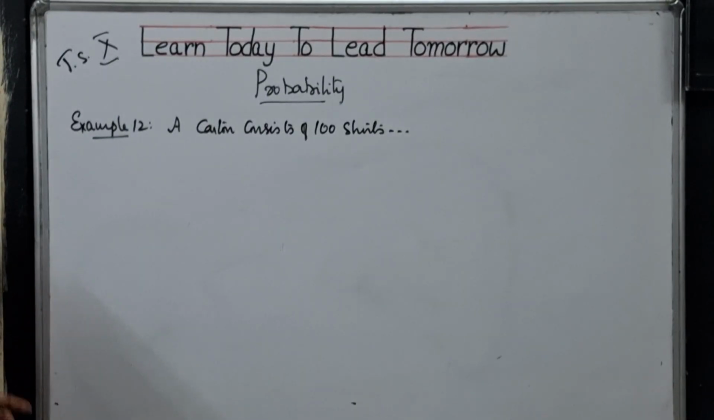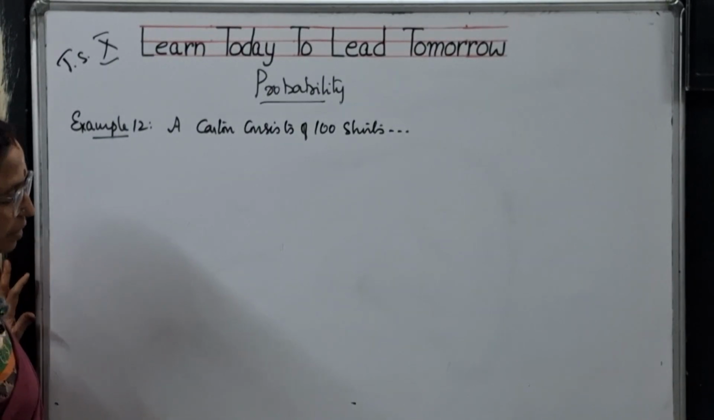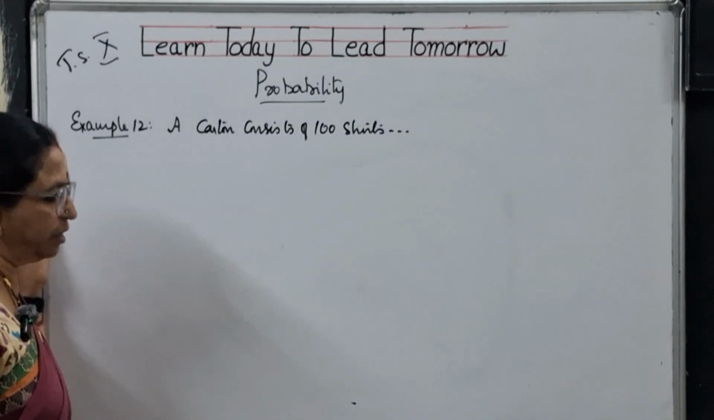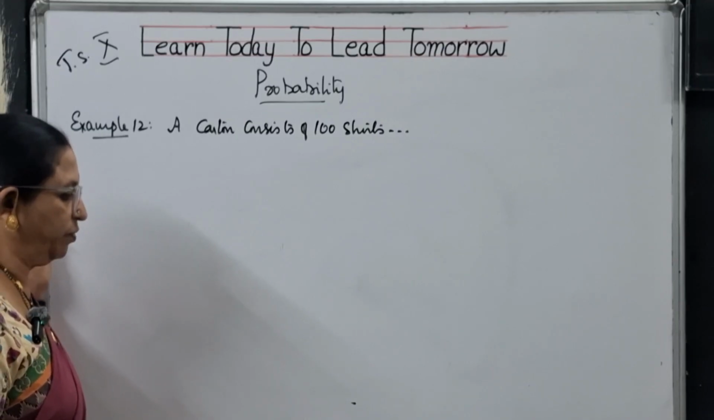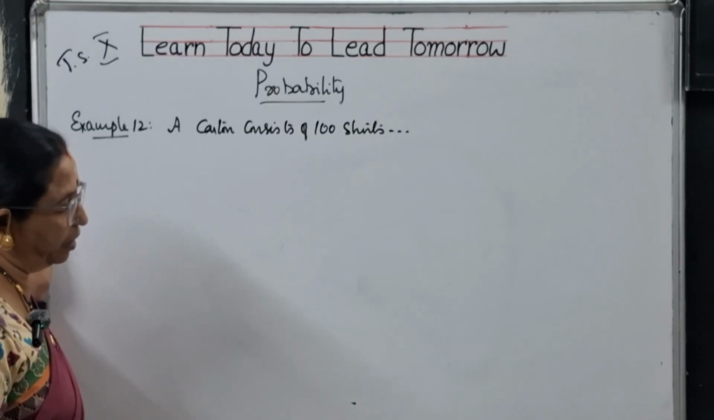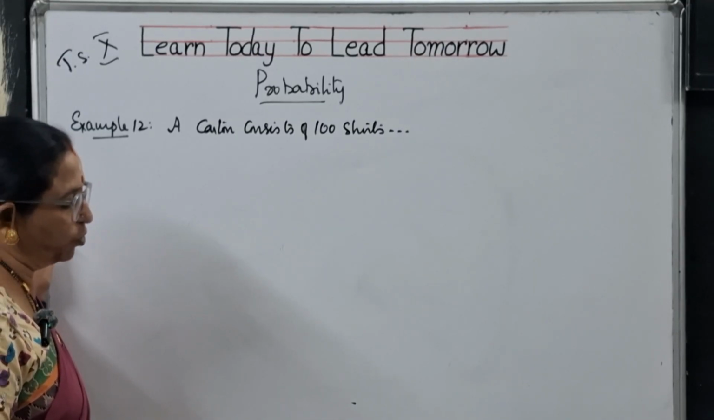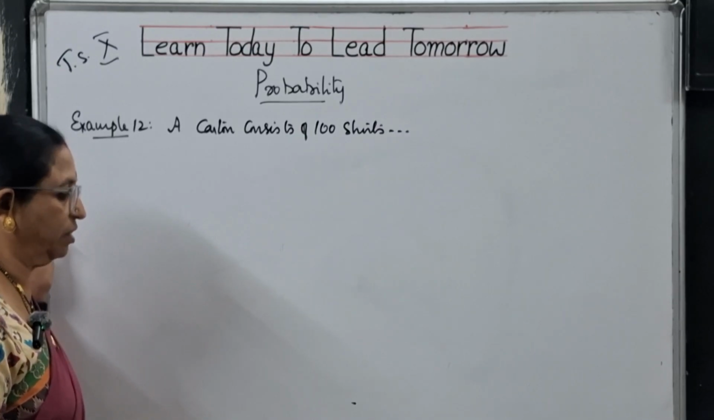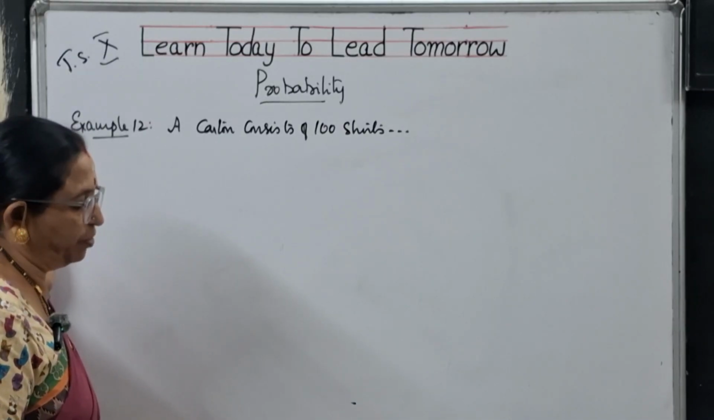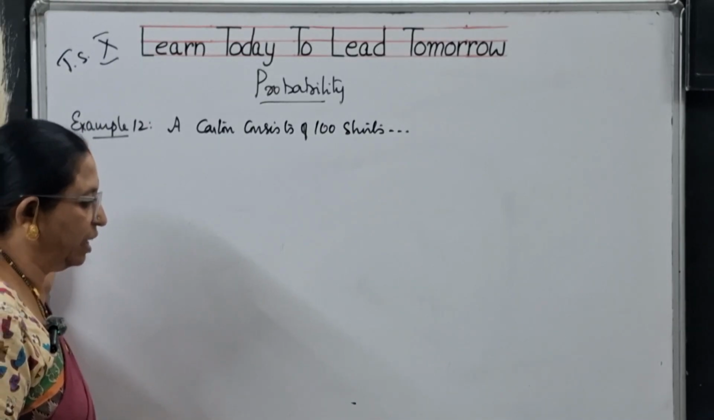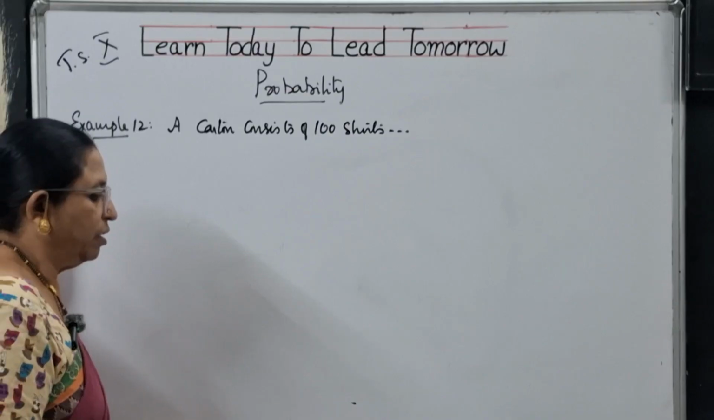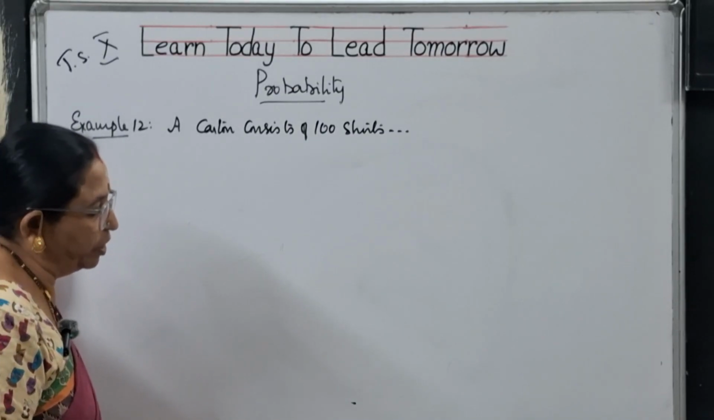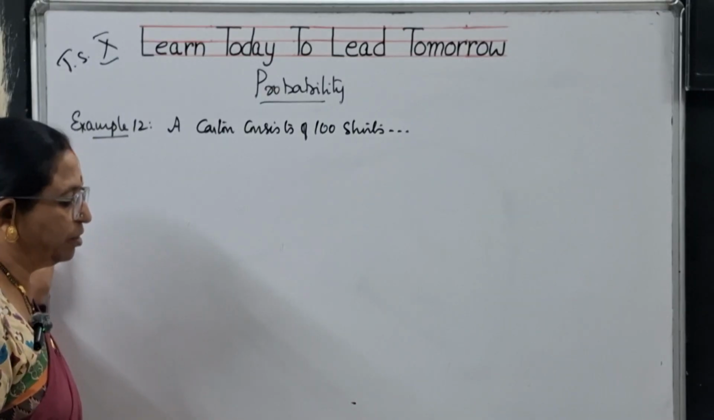Example 12, children. A carton consists of 100 shirts, of which 88 are good, 8 have minor defects, and 4 have major defects. Johnny, a trader, will only accept shirts which are good, but Sujata, another trader, will only reject the shirts which have major defects. One shirt is selected at random from the carton. What is the probability that it is acceptable by Johnny and it is acceptable by Sujata?